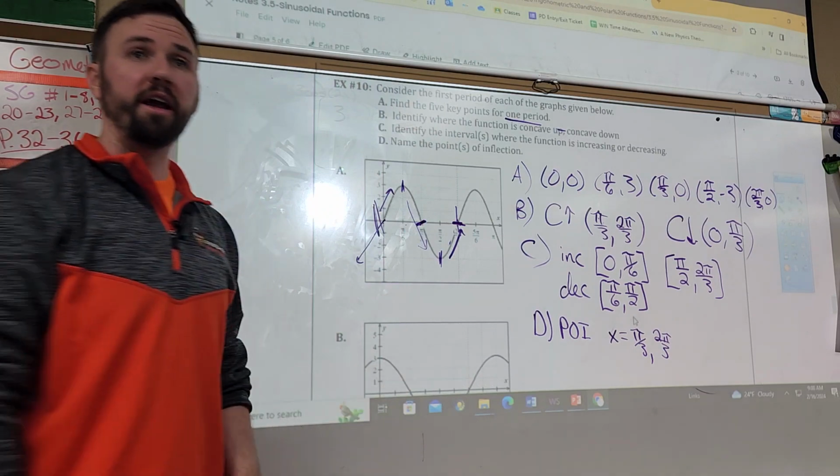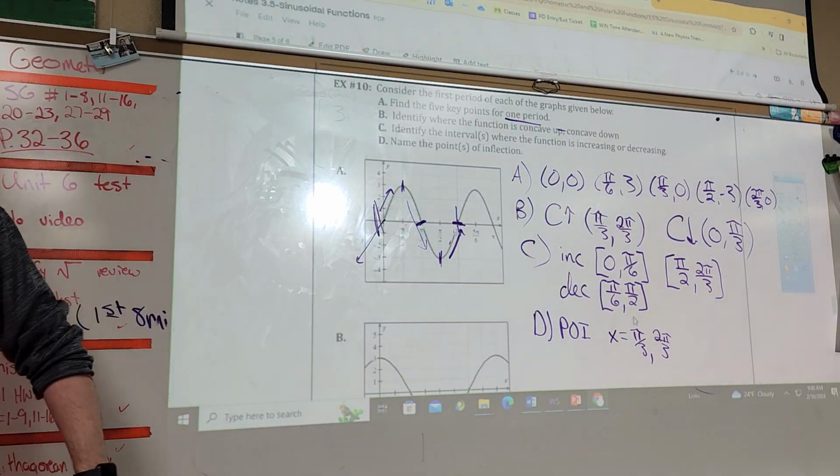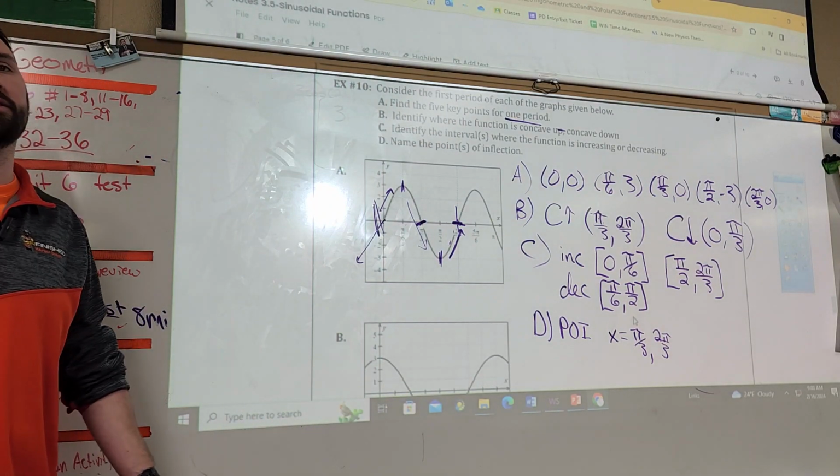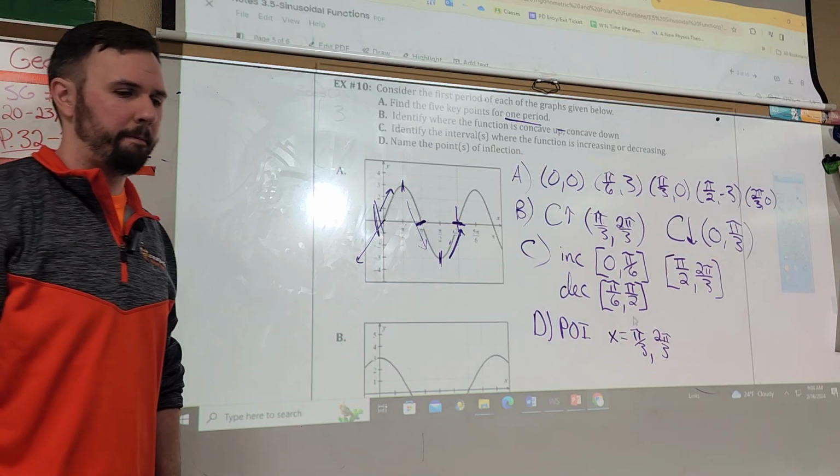Could I have labeled each point and call it a point of inflection? Yeah. Could I say when x is this is a point of inflection? Yeah, it means the same thing. All right.